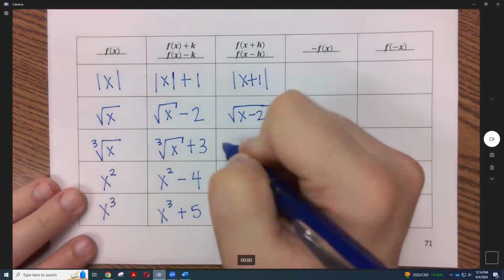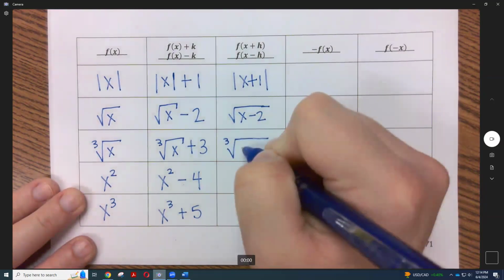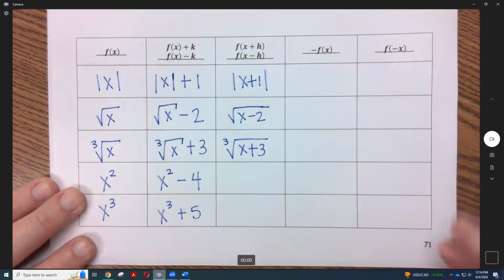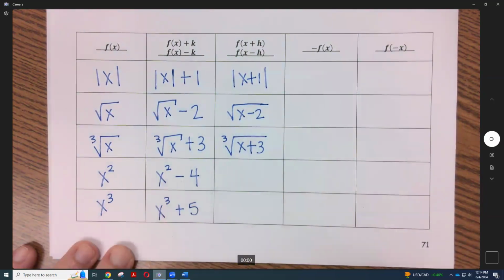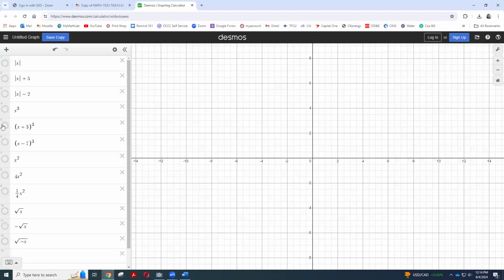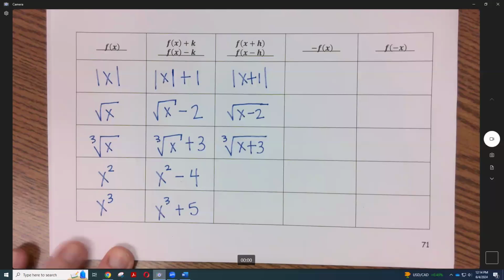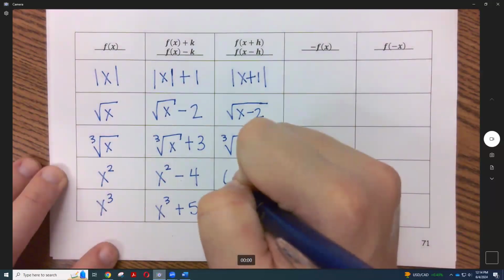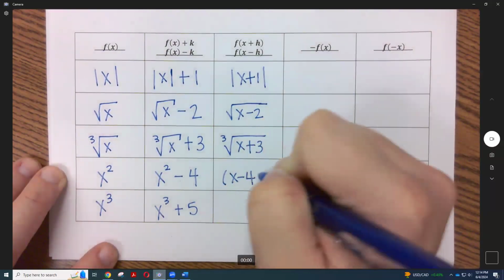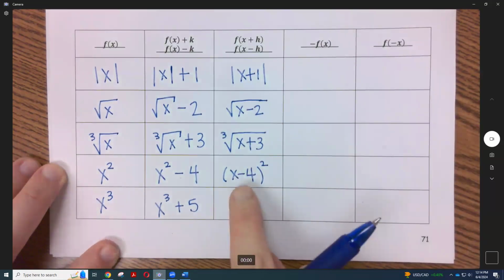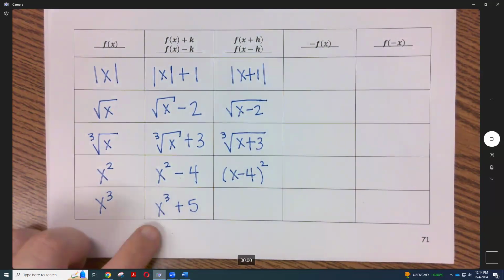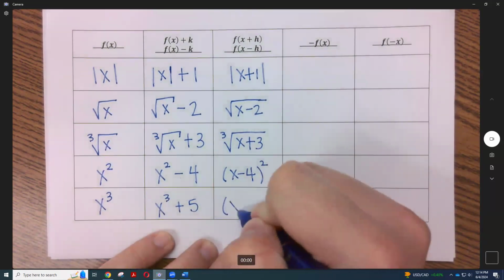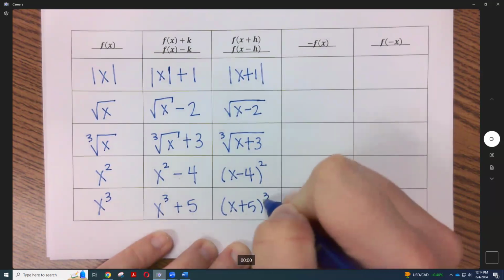Under the radical, the cubic root of x plus 3. To make it part of this squared, just like I had with this one here, you need to add parentheses so that number is getting squared. So now we have parentheses x minus 4 squared. Now this negative 4 is getting squared. It's inside that function. And then same thing here, add parentheses. So x plus 5 cubed.